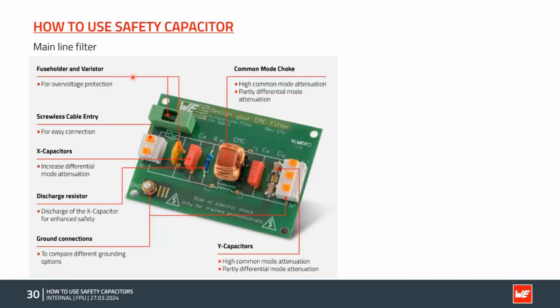When we talk about the mainline filter, I put here a picture of how it could look. This is a discrete construction. Of course you have your fuse holder, because when you're working with a varistor, you used to have a fuse, because when this gets shorted, then something has to open the circuit. We have our X capacitors, we have our discharge resistor, which is important because the X capacitors have to be discharged really quickly.